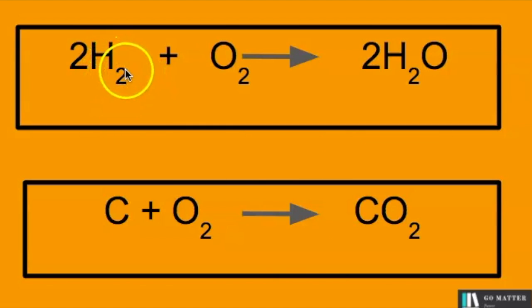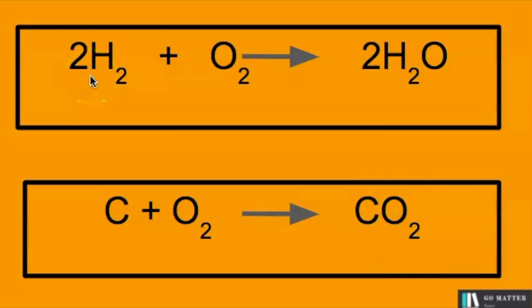Here are the subscripts. This indicates the number of atoms of an element. For example, here we've got 2 atoms of hydrogen, 2 atoms of oxygen, 2 atoms of hydrogen, 2 atoms of oxygen.